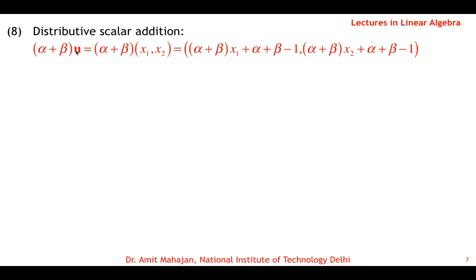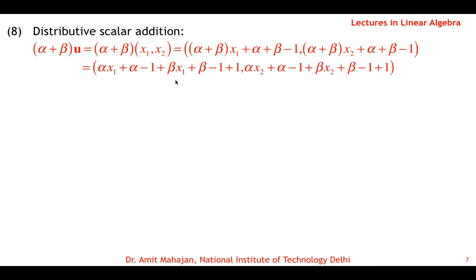Okay, so u is of the form (x1, x2), and we know the scalar rule that any scalar times this is scalar times the first element plus scalar minus 1, comma, scalar times x2 plus scalar minus 1. So alpha plus beta times x1 plus alpha plus beta minus 1, and the same for x2. Again we can expand the expression inside and rewrite it as alpha x1 plus alpha minus 1 plus beta x1 plus beta, and add and subtract 1. Similarly, alpha x2 plus alpha minus 1 plus beta x2 plus beta, add and subtract 1.